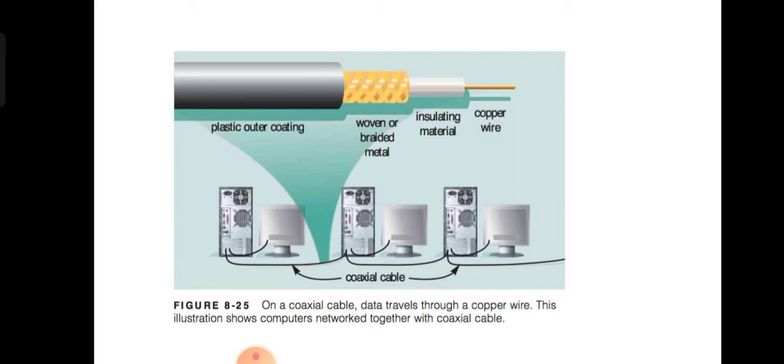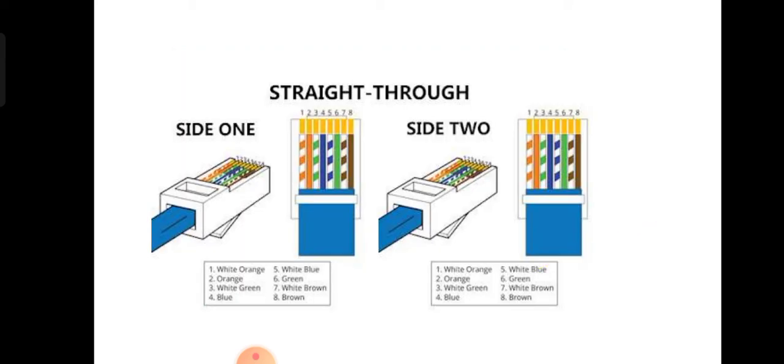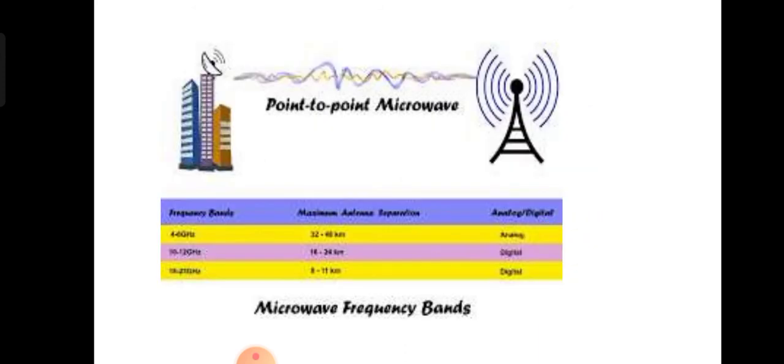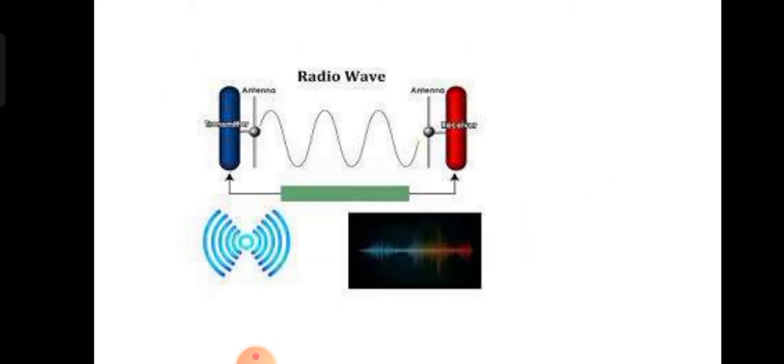Here is a simulation diagram, and I already told you about the set of colors. Only in these sets of colors do we use this connection for communication. Here we also have the microwave frequency bands, where point to point microwaves are used, and the frequency range. I already told you about analog and digital. In radio waves, we use analog signals to communicate with antennas. So this is also what we call radio waves.